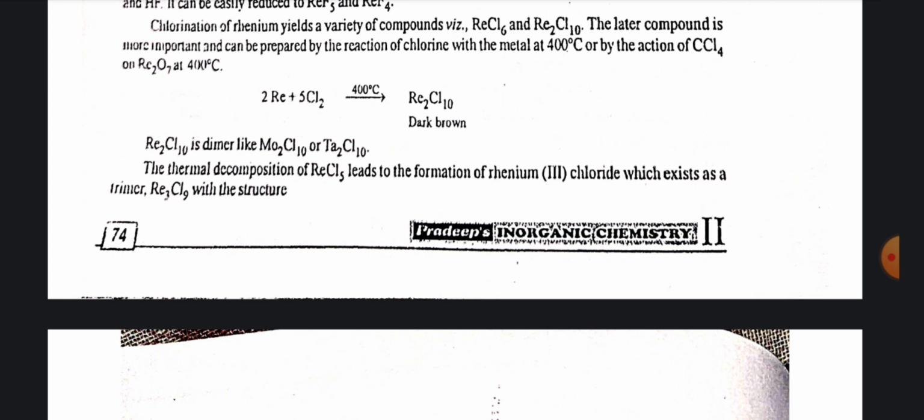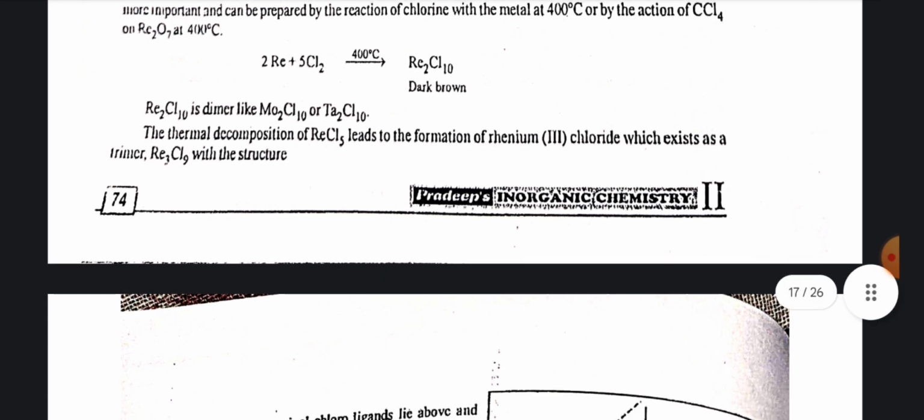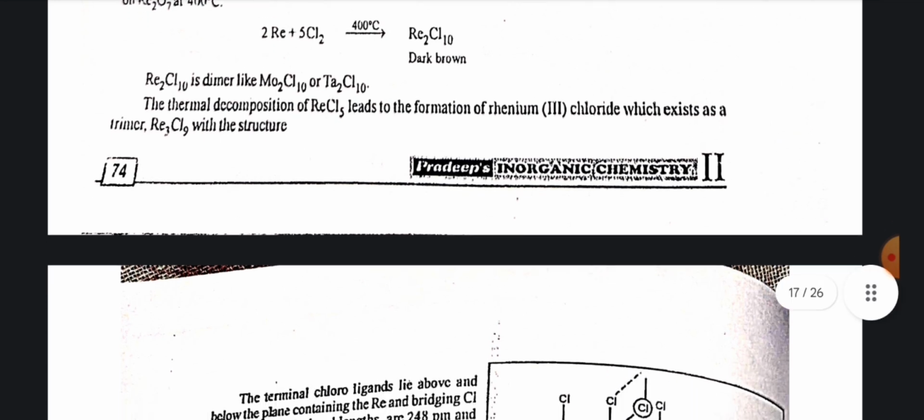Chlorination of rhenium yields a variety of compounds, with ReCl6 and Re2Cl10. The latter compound is more important and can be prepared by the reaction of chlorine with the metal at 400 degrees Celsius, or by the action of CCl4 on Re2O7 at 400 degrees Celsius.